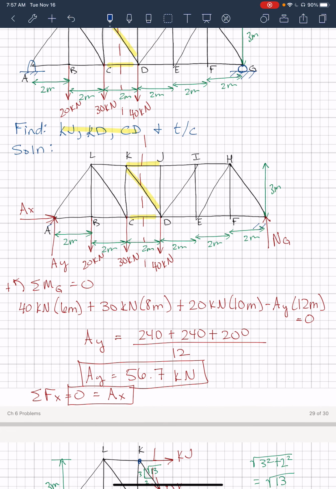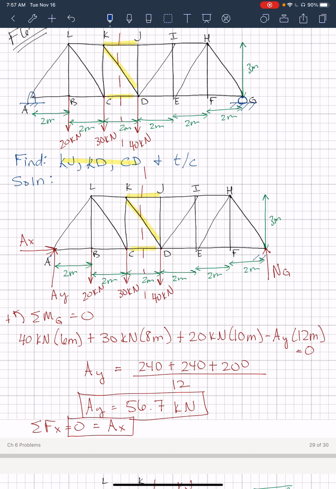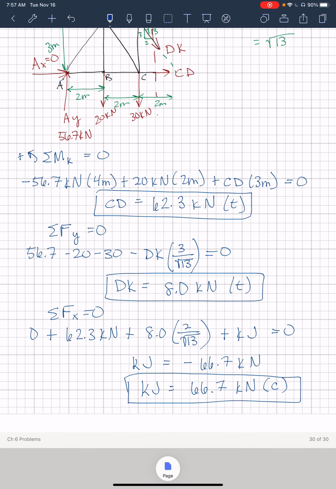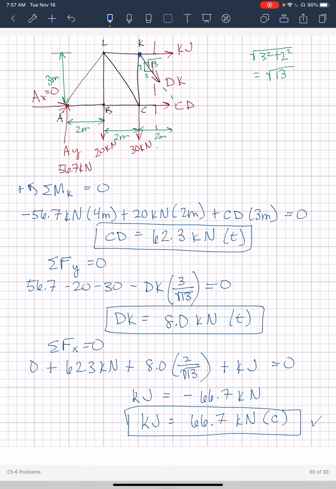So now we can go back up. We needed to find KJ, KD, and CD, and we found KJ, CD, and DK. So we're all set.